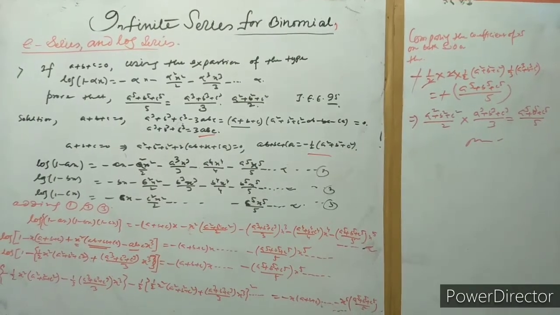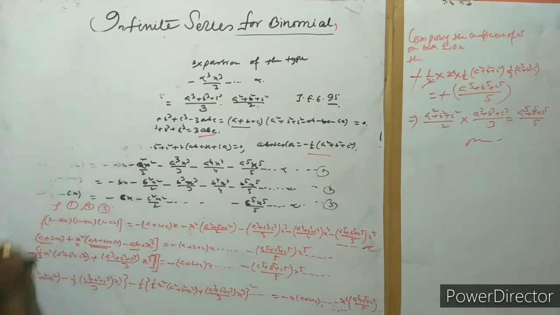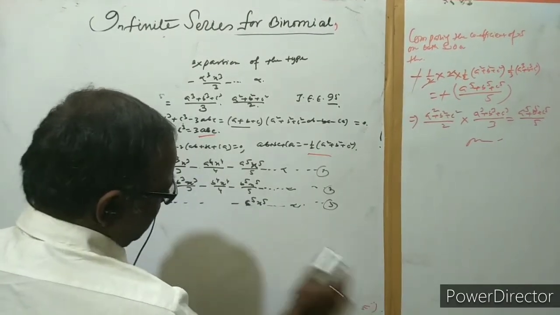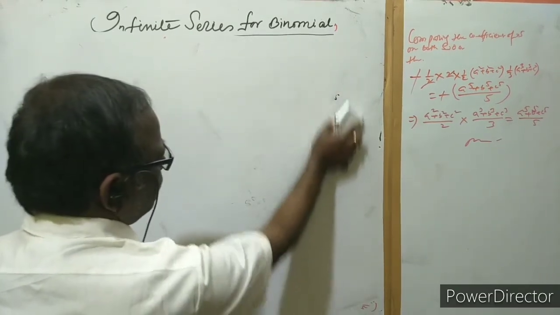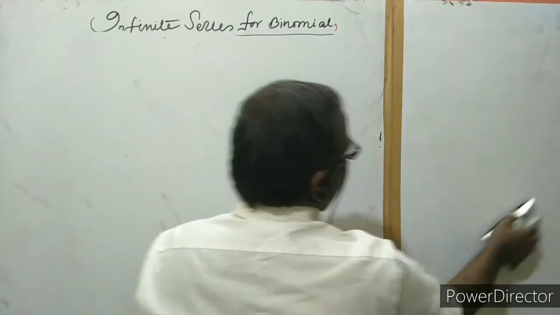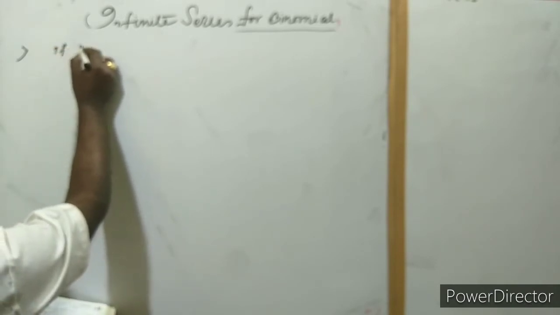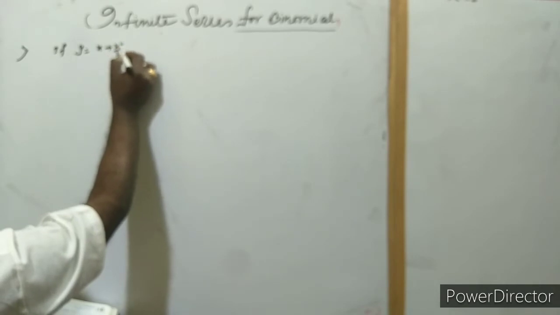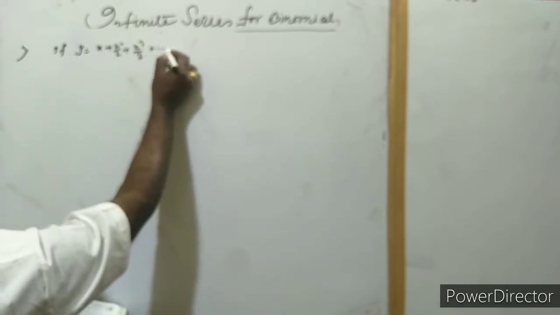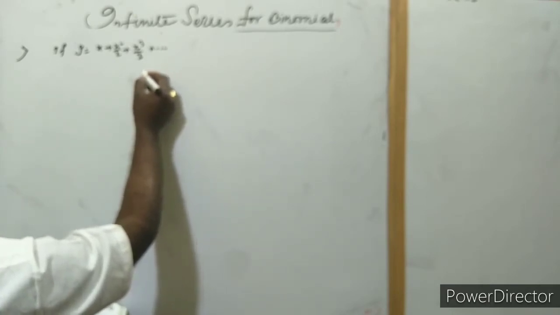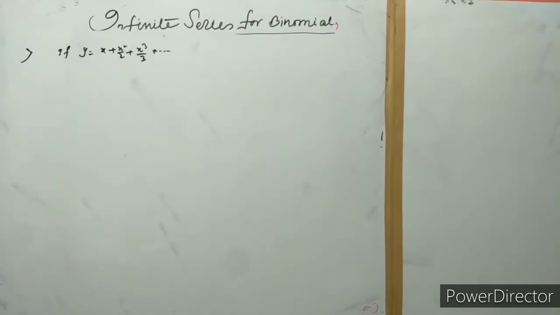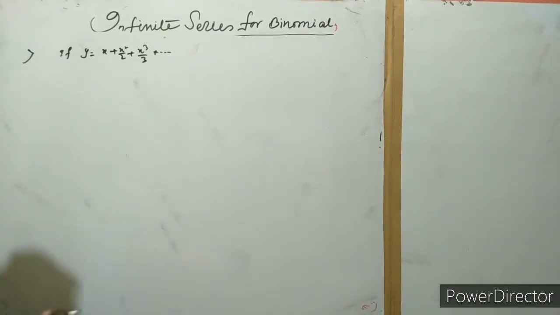Now next question. This is a very interesting question. The next question is, see, in 1985. And next question is that if y is equal to x plus x square by 2, x cube by 3, dot dot dot dot, then find x in subject of y. Okay, then find x in subject of y. So this is your question. We have to find x in subject of y.